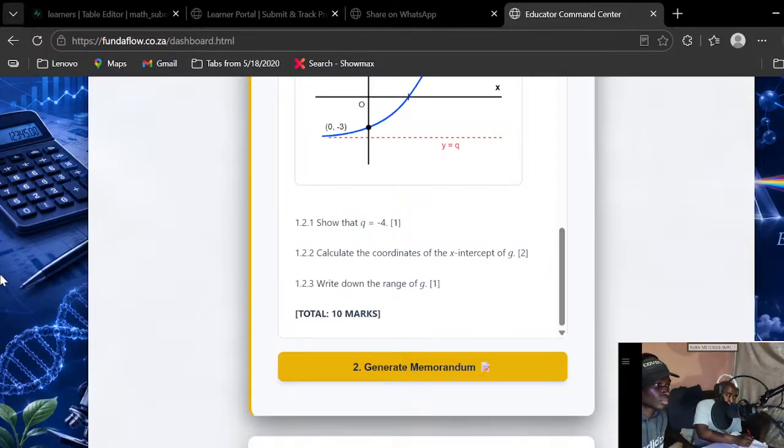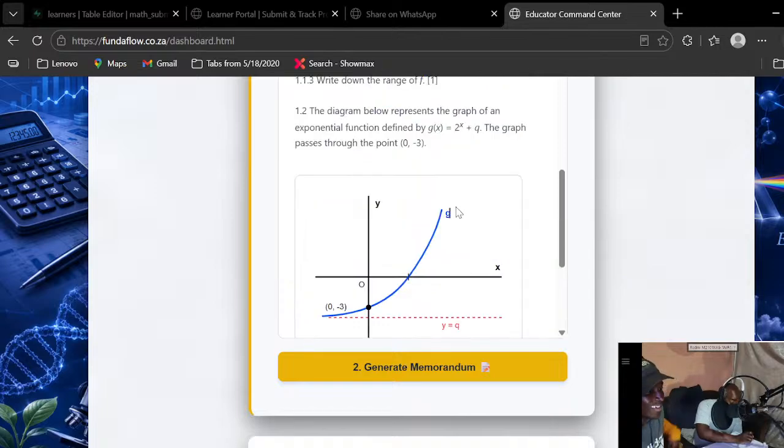What does the question say? The question says show that q is equal to -4. Let me start by reading the statement. I'm already flowing.